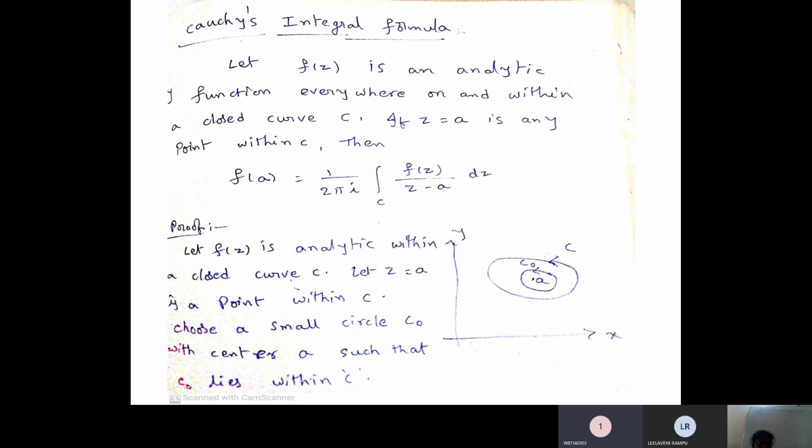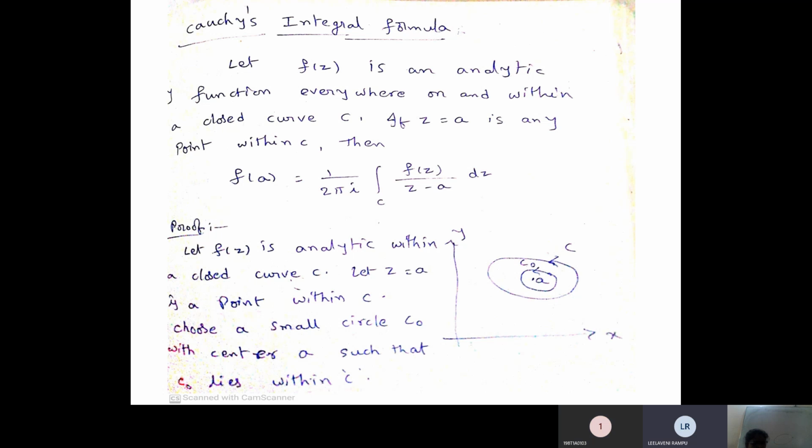So, C is a closed curve. Not only a circle, it is a closed curve. Generally, I am writing the circle. Any closed curve C is a circle. And f of z is analytic within the closed curve C. So, f of z is analytic at every point of the curve C.